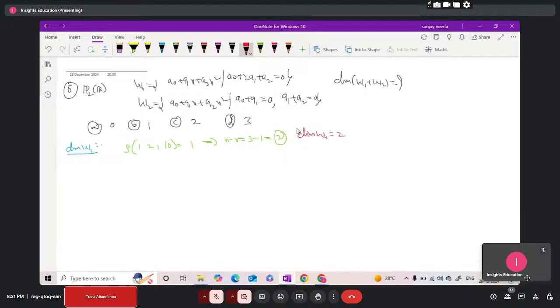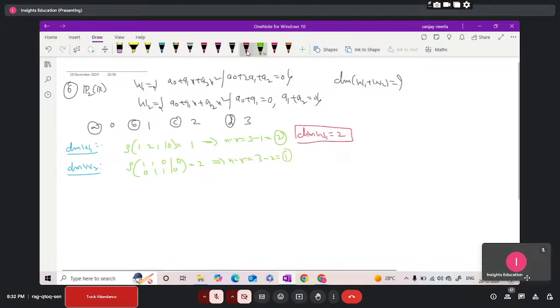Very good. Next one, dimension of W2. One, sir. Okay, 1, because of the two equations 1 1 0 0 0 1 1 0. So rank is 2. So n minus r, 3 minus 2, we get 1. So the dimension of W2 is 1.